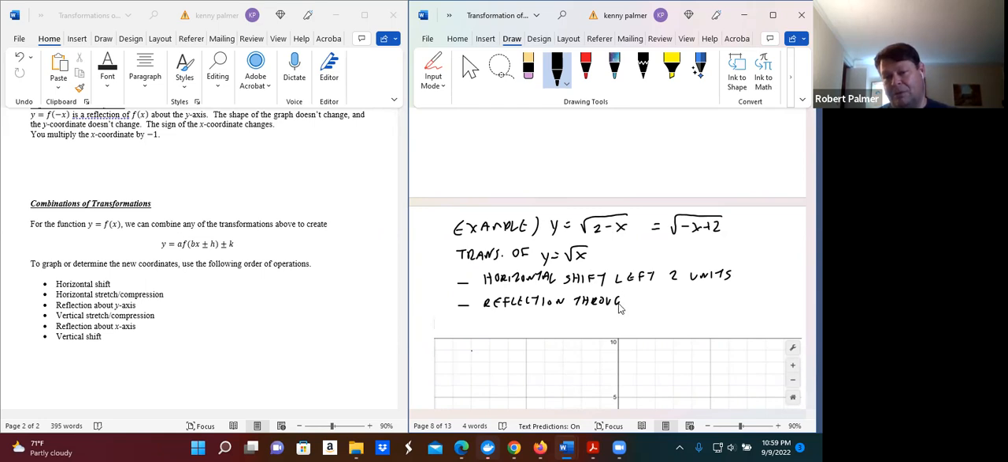Through or about the y-axis. I should say here also, make sure it's clear of f of x. Okay, our basic graph, I can write that as f of x, our base graph, which is this. Okay, f of x, which is that. So of f of x.